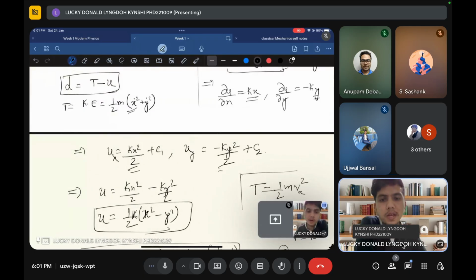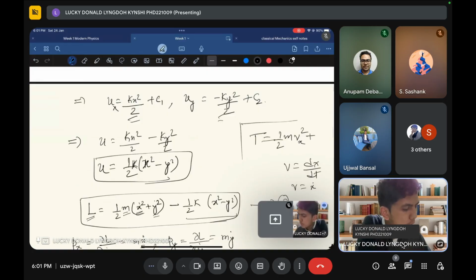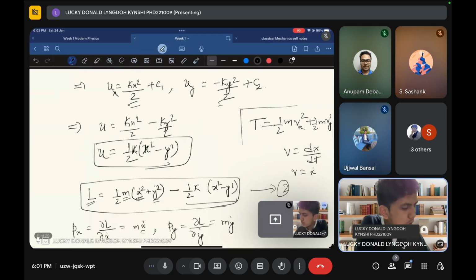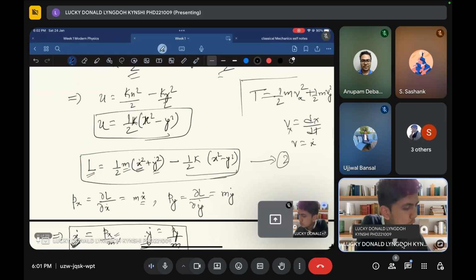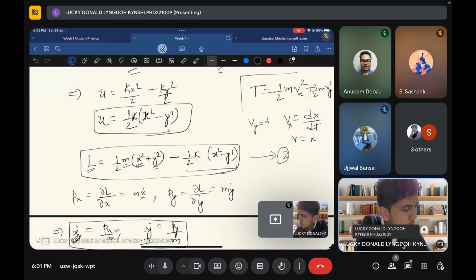But if you have two directions, that means the particle can move in the x direction as well as the y direction, then you have to add it up. We have here half m vy square. So again, this is vx, and vy will also be equal to dy by dt. So velocity vy is equal to y dot.